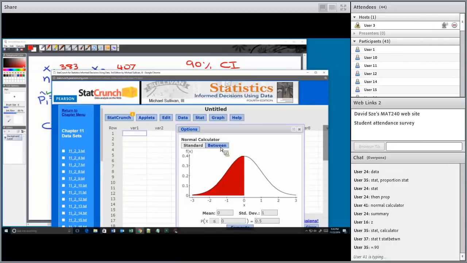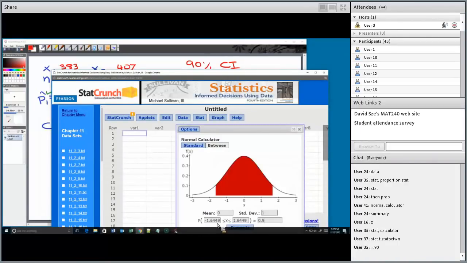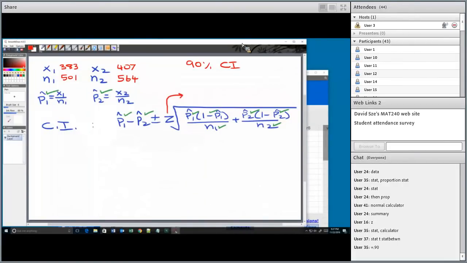Between. Conrad's got it right. I'm going to go to between. Okay, 0.90. Very good. I hit compute and I get 1.645 is my critical value. 1.6449 or 1.645. Very good. 1.645 is my critical value. Awesome. Okay, so I have my Z also.